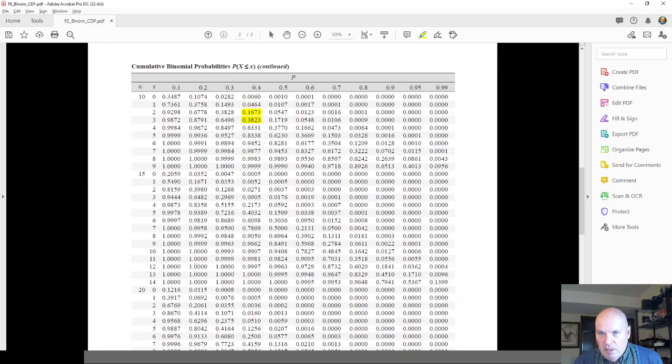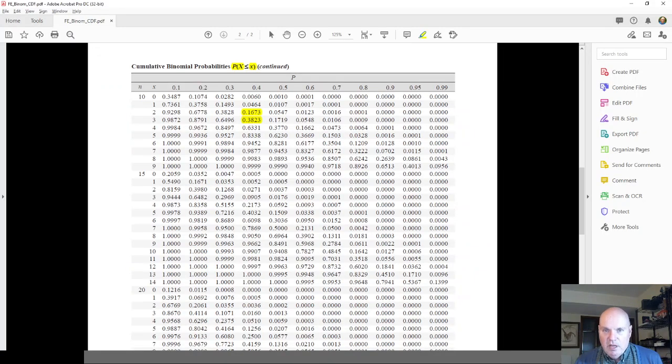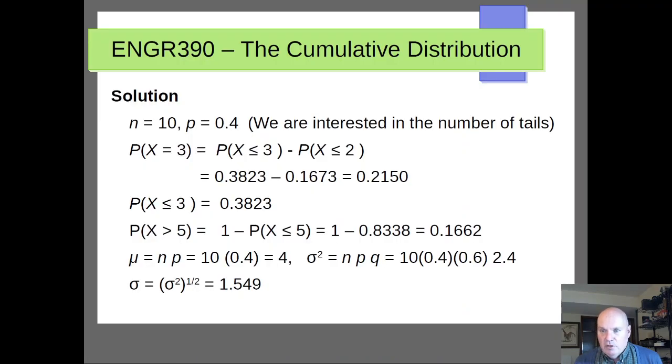The probability that the random variable is less than or equal to a particular value x. So we just read that right out of the table. Now what about the probability x is greater than 5? That's going to be 1 minus the probability x is less than or equal to 5. So we go back to our table, n equal to 10, look up 5. We find here the 0.8338. So we're going to subtract that from 1 to get 0.1662.